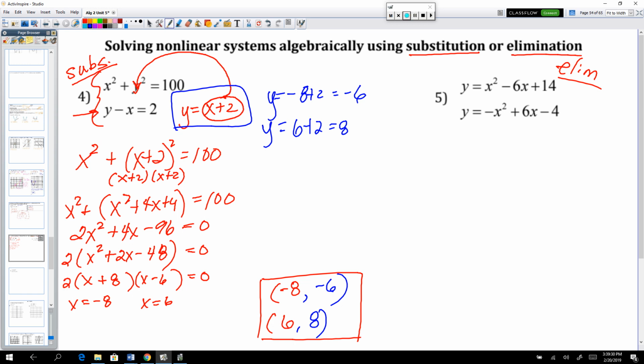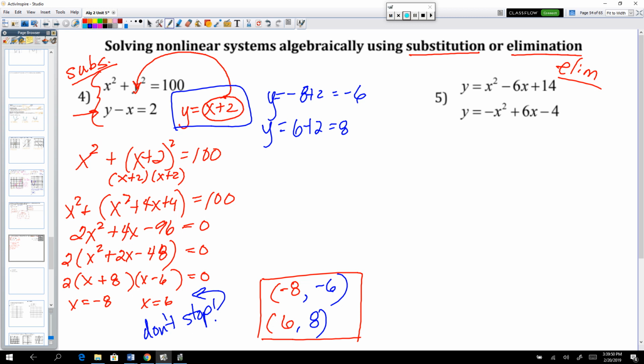So don't stop here. Make a note to yourself, don't stop here. That is not the final answer. It certainly was a ton of work to get there. I don't disagree. That is a ton of work to get there. But that is not the solution to your system. It's not a solution until you have your coordinate pairs.